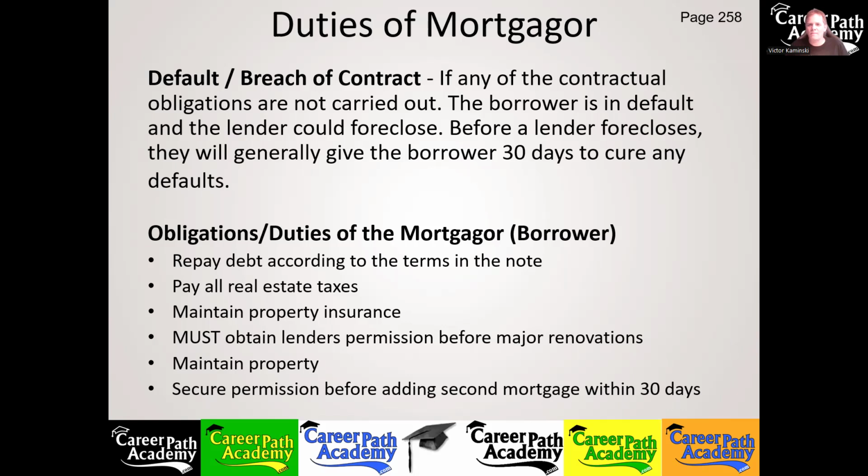The property taxes are priority. Wait. Forget about property taxes. What about other liens? What determines the order in which liens are repaid? Property taxes are the exception. They jump to the head of the line always. But other liens are determined by who recorded the lien first in the public records. Yeah. So that's why the lender wants you to secure permission before adding a second mortgage within 30 days, to make sure that their lien is recorded first. They don't want anybody jumping ahead of them.